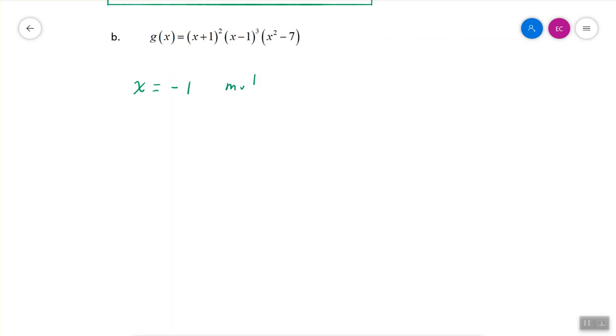What's the multiplicity? If you said 2, you got it right. What's the next 0? The next 0 is 1. It comes from the factor x minus 1, and its multiplicity is 3.